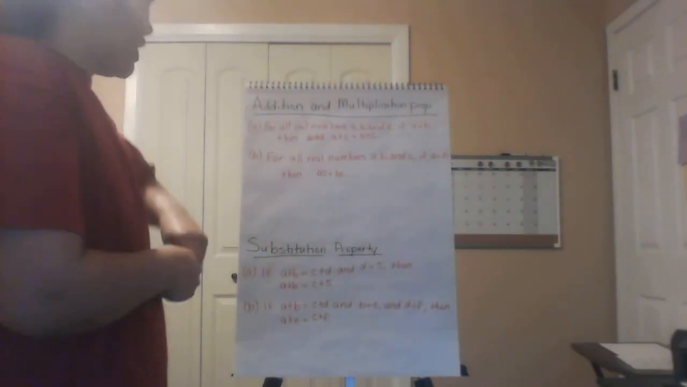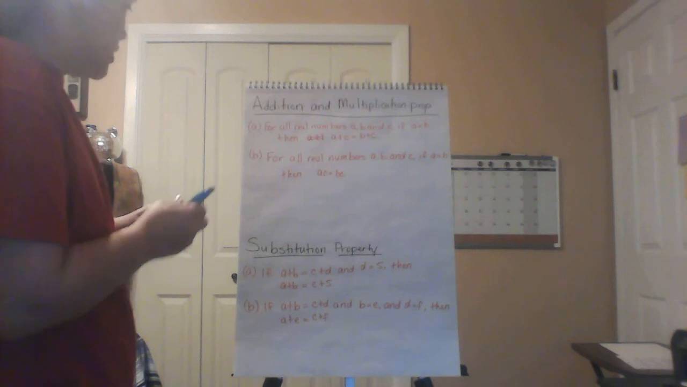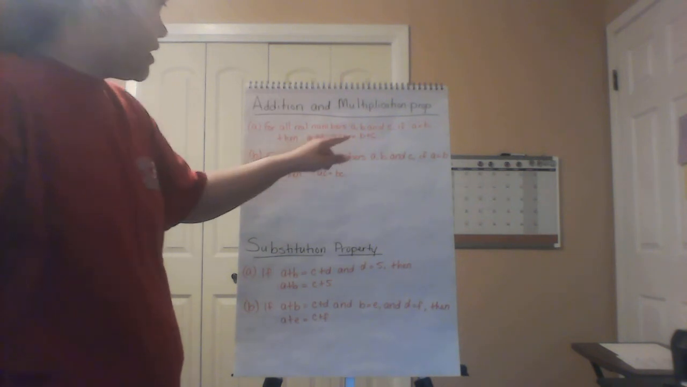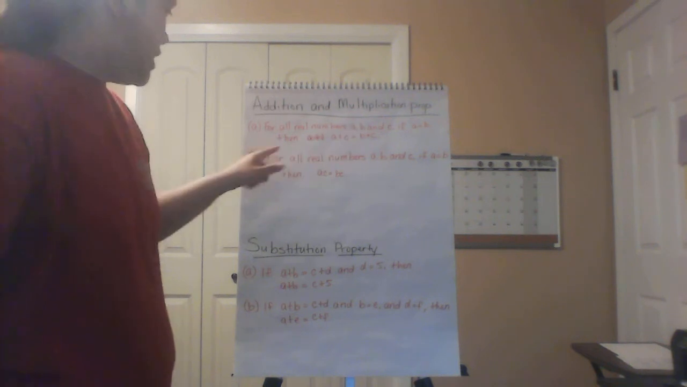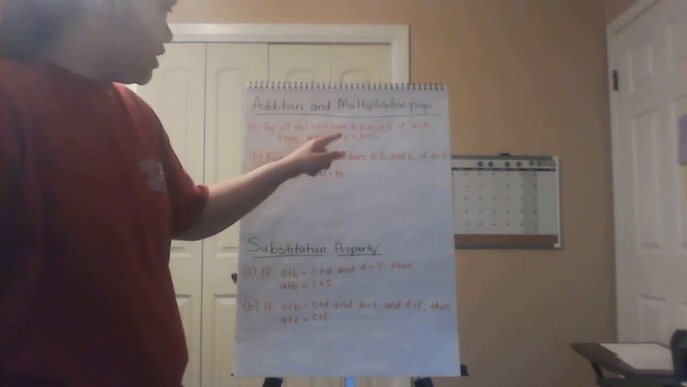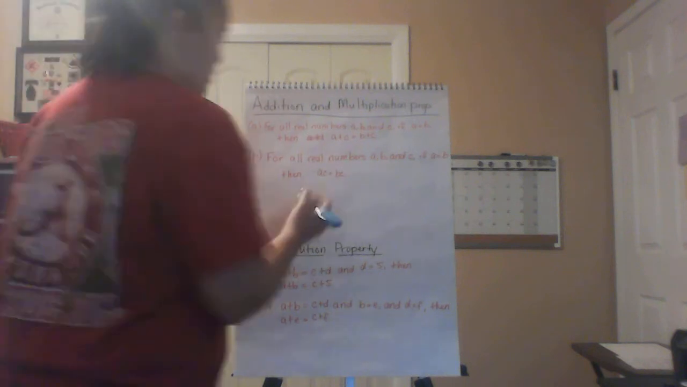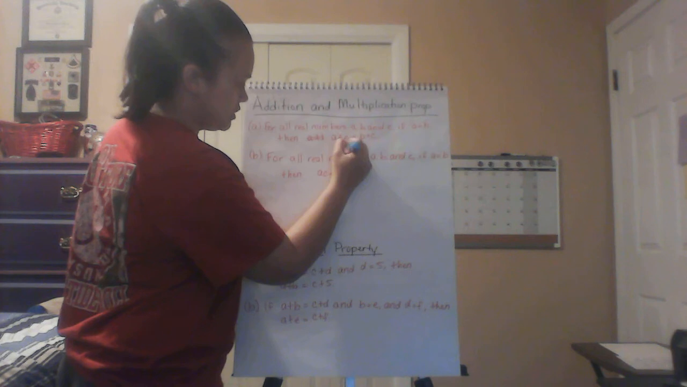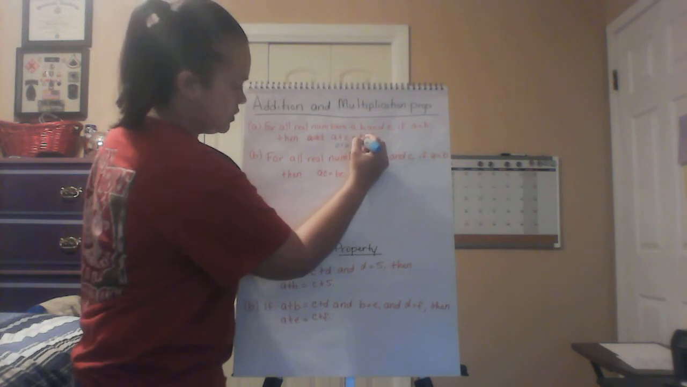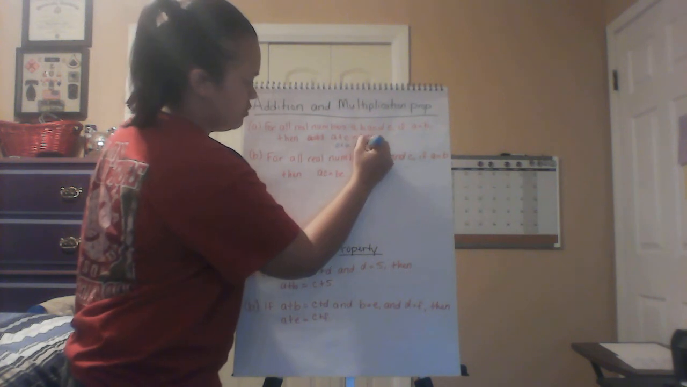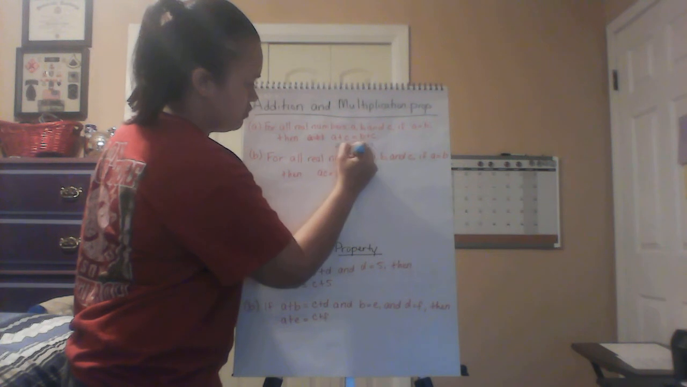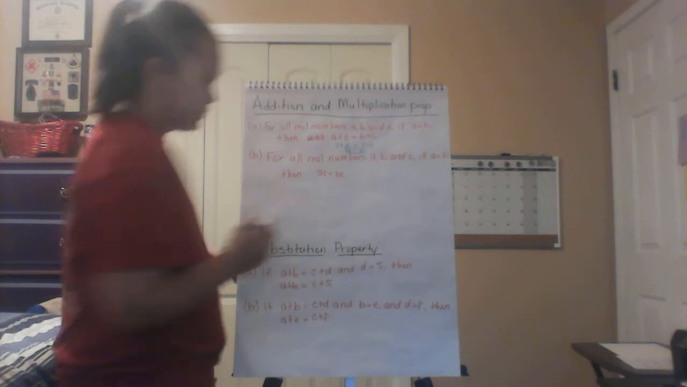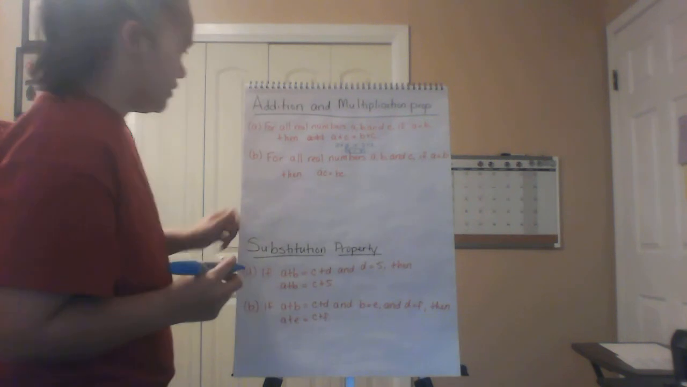You have the addition and multiplication property. The first part says, for all real numbers A, B, and C, if A equals B, then A plus C equals B plus C. And that right there just says that if I have 2 plus 2, it will equal the same over here, plus 4, which will be 4, equals 4. Sorry, I would write that bigger, but I didn't leave enough space.